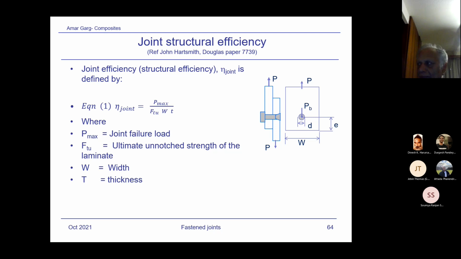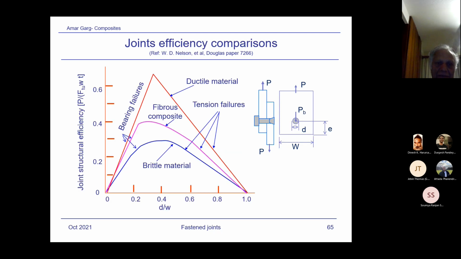FTU is the ultimate strength of the laminate, or suppose it's a metal, the ultimate strength of the metal or laminate in the load direction. This is just a crude definition. So the purpose of this is just to give you some feel that for bolted joints, the structural efficiency, which I said yesterday, is low compared to the metallic materials, because it's a brittle material.